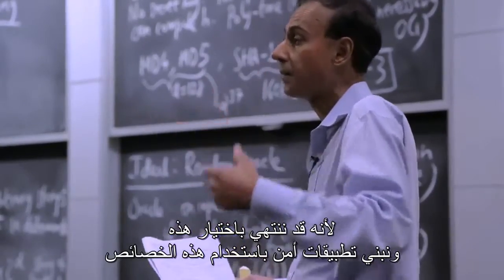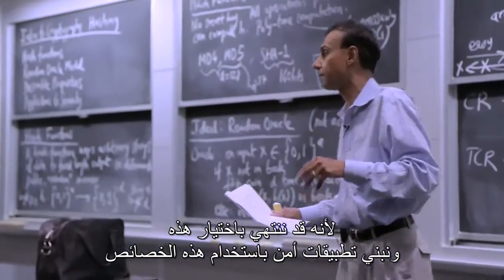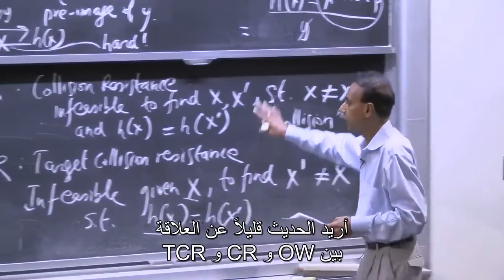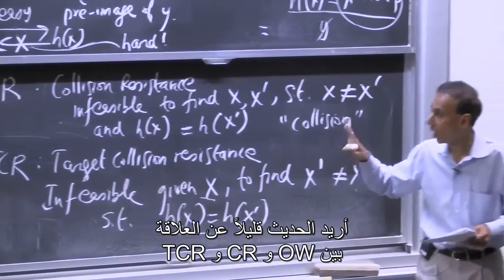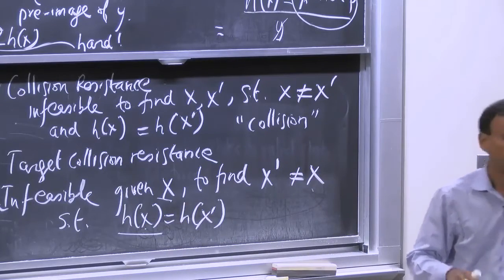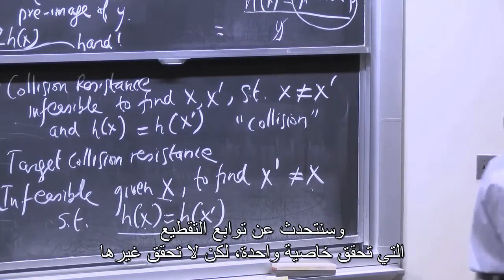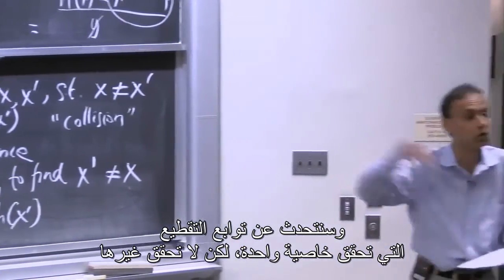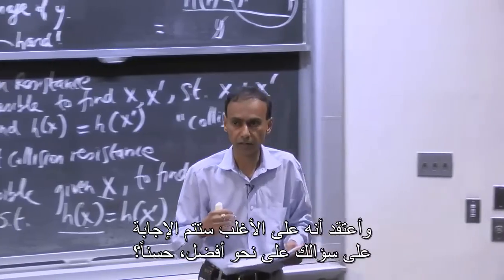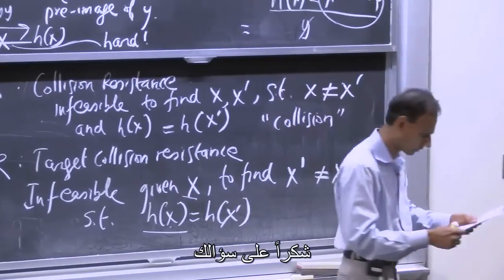Okay? Because you might end up picking those and go build security applications using those properties. All right? I want to talk a little bit about the relationship between OW, CR, and TCR. So I'm going to get back to that. And we're going to talk about hash functions that satisfy one property but don't satisfy the other. And I think your question will probably be answered better. Okay? Thanks for the question.